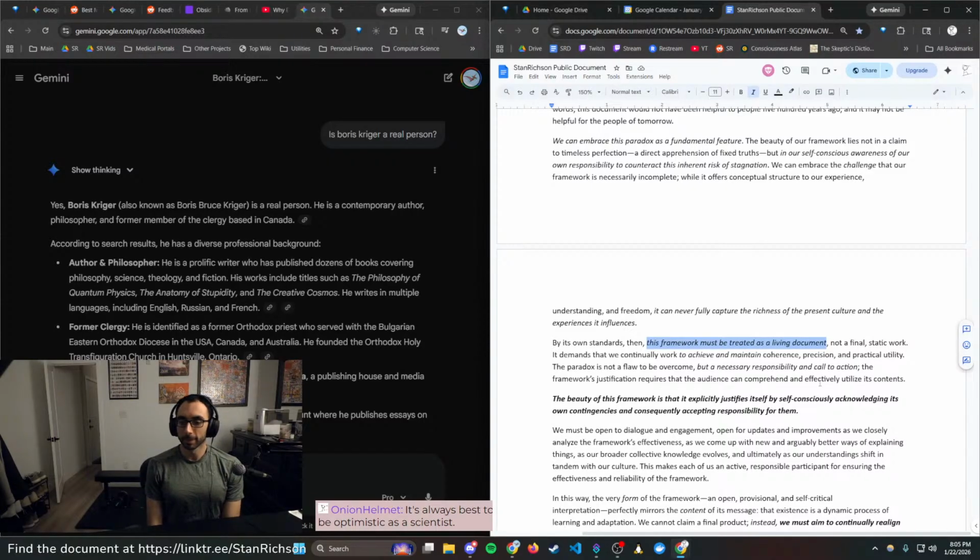And that means that, I think that means that we each are on that same footing of having our own contingent speculative frameworks about what is and what isn't. It's always best to be optimistic as a scientist. I agree.